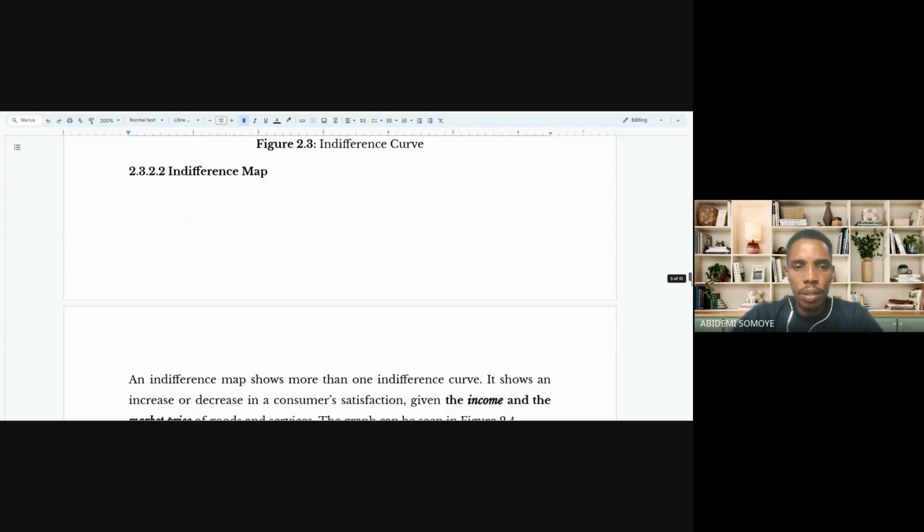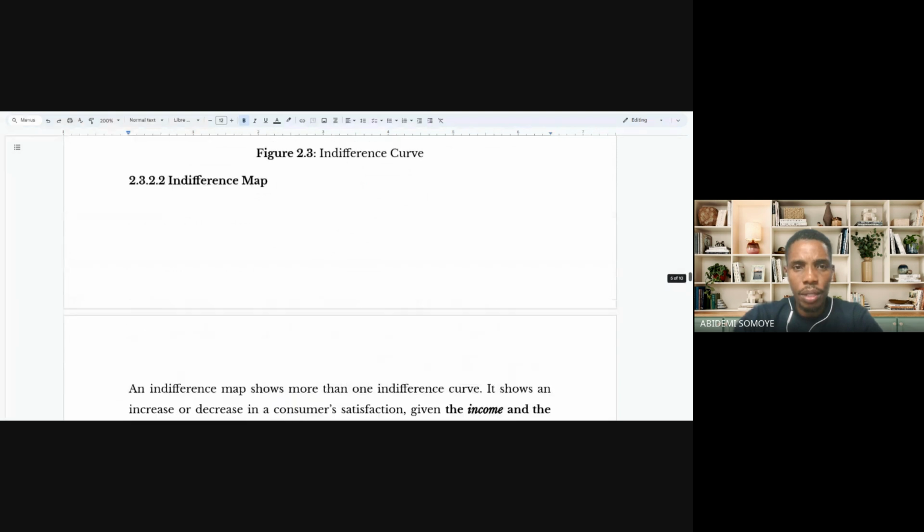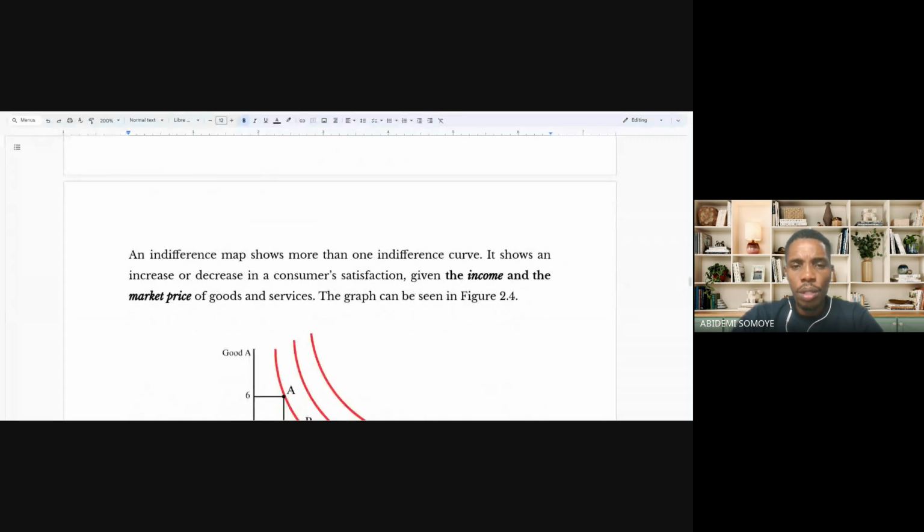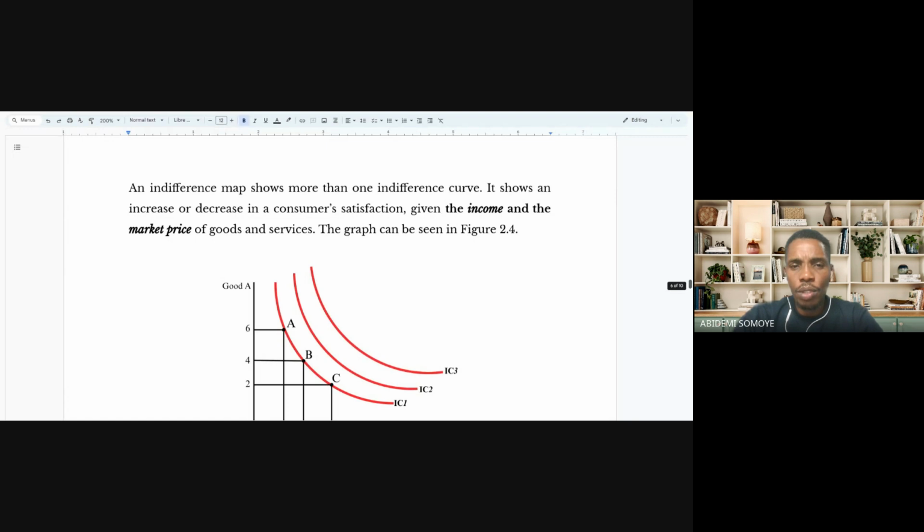Let's go on. So indifference map, I already mentioned, shows more than one indifference curve. It shows an increase or decrease in consumer satisfaction given the income and market price of goods and services. All right.